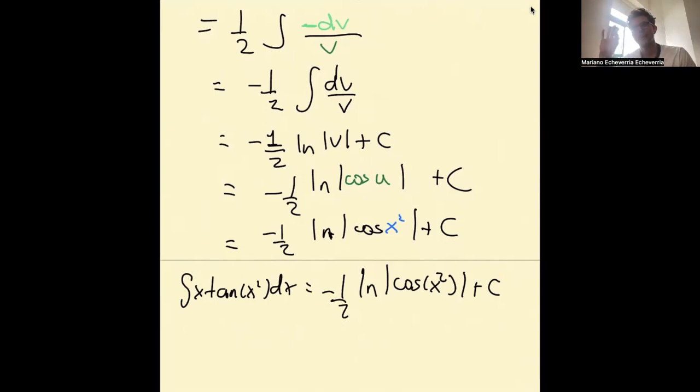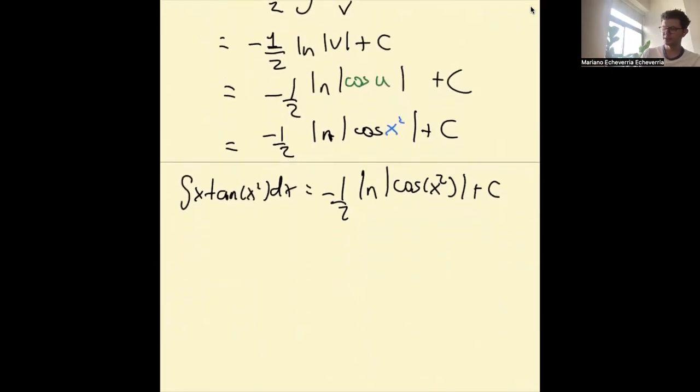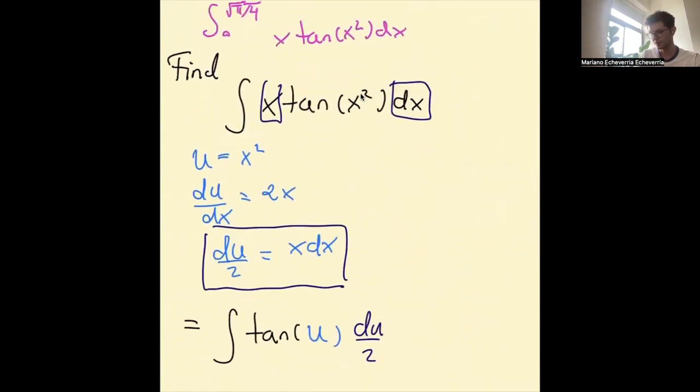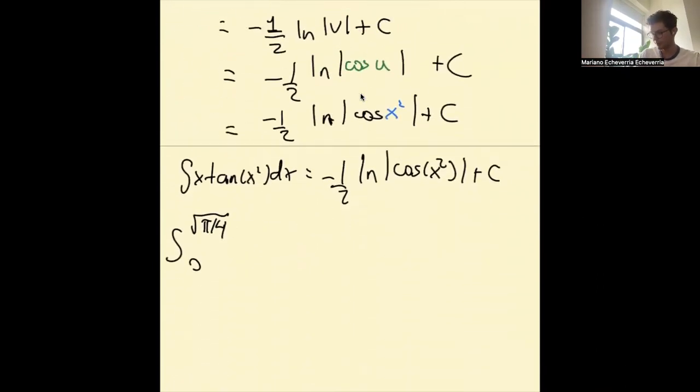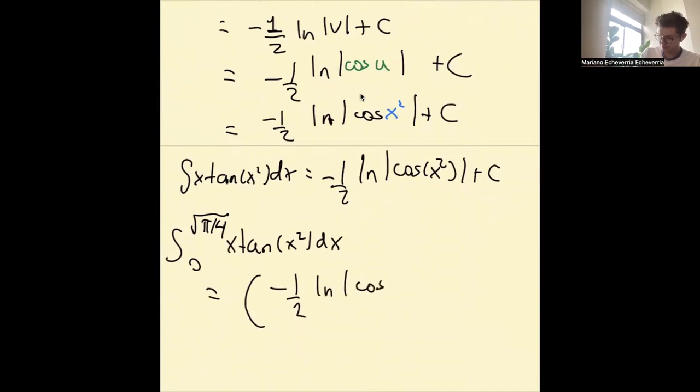But then for the actual thing that you care about, which was the definite integral, I think it was being integrated from 0 to root of pi over 4. Let's see, what are the correct values? Yeah, so I'm integrating that from 0 to root of pi over 4. So you just take the antiderivative, the expression for the antiderivative, and evaluate it at those values of x.